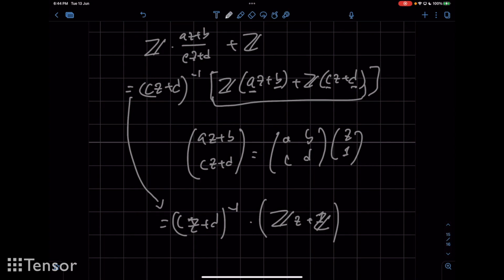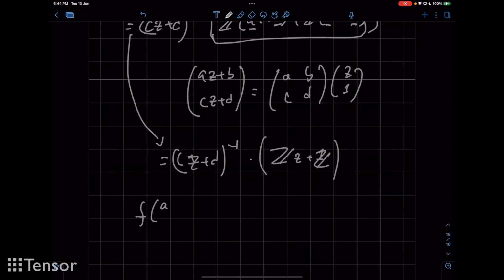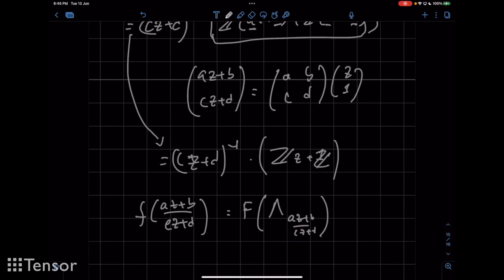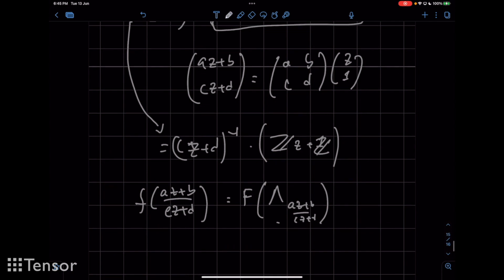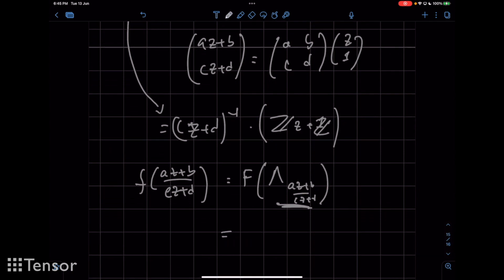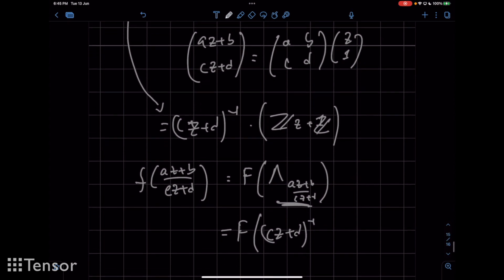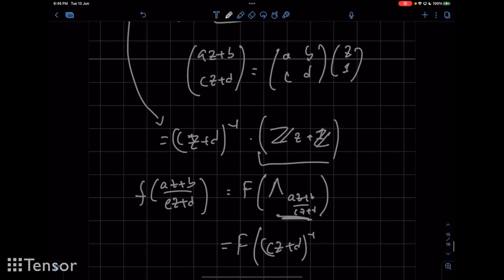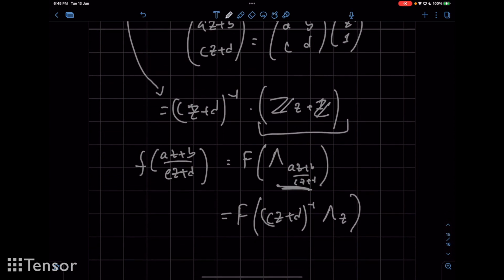So far, everything is clear to everyone? All right. Now let's say, what is f of (az plus b over cz plus d)? So that is equal to capital F of lambda sub (az plus b by cz plus d), right? And we have seen that this lattice is equal to (cz plus d) inverse times this lattice, that is lambda z.